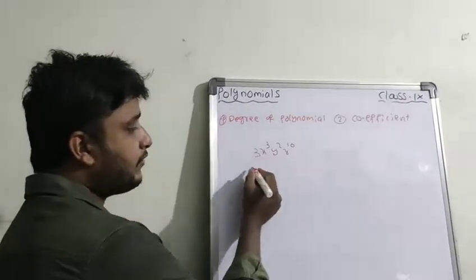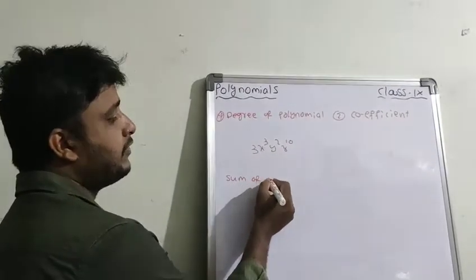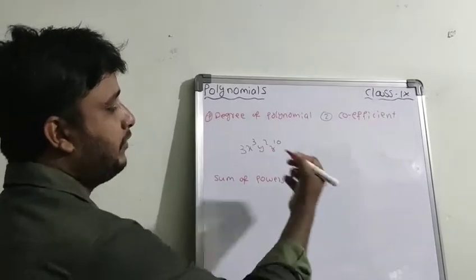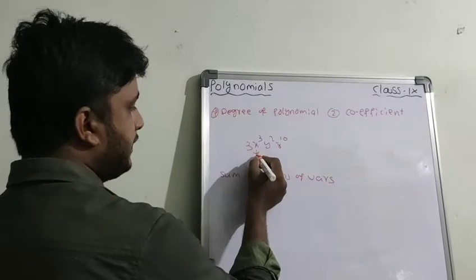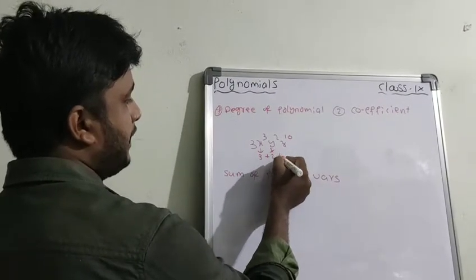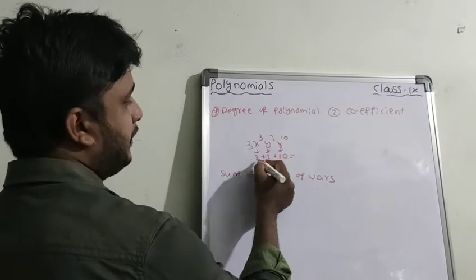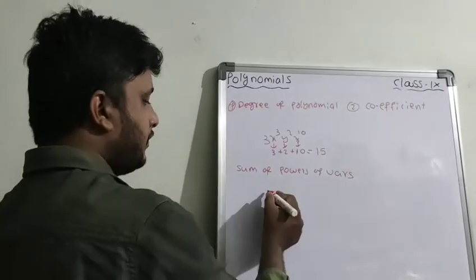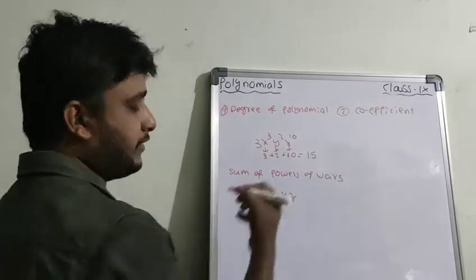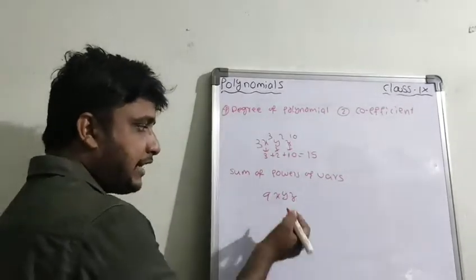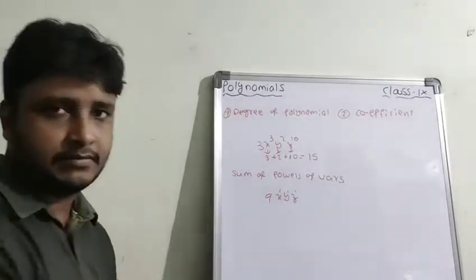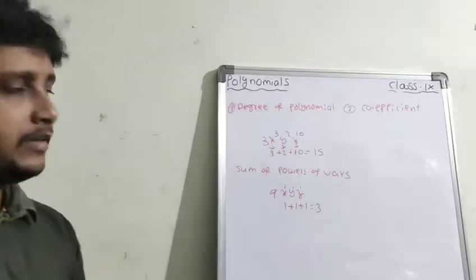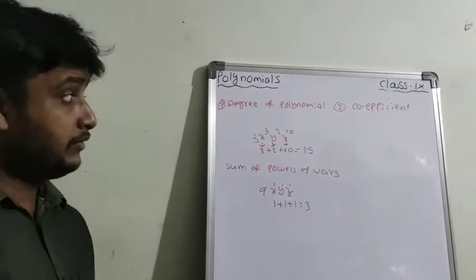So how to find the degree of a particular term? Simple. The sum of powers of variables. Here the power is 3 plus power is 2 plus power is 10. 3 plus 2 is 5, 5 plus 10 is 15, so 15 is the degree. Say for example, 9xyz is there. Then what is the power? For any variable, if there is no power, by default the power is 1. Just add 1 plus 1 plus 1. So 3 is the degree of this term.